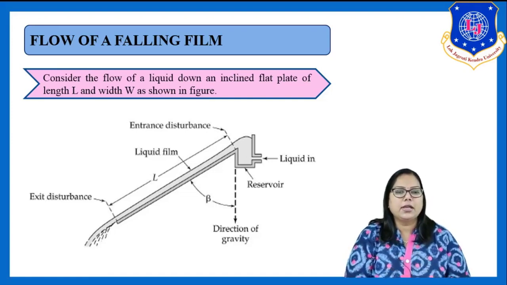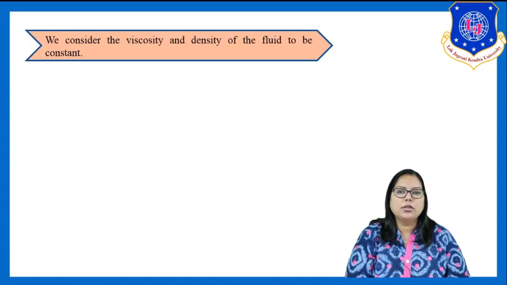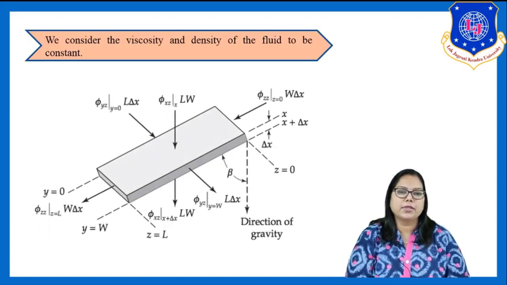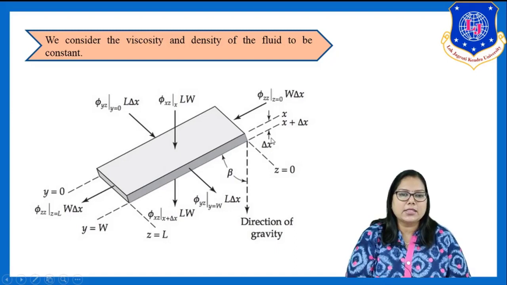From this figure, I can draw this type of figure. For this system, we consider the viscosity and density of the fluid to be constant. This is the plate, and on this plate the fluid is flowing. The plate length is L, the width is W, and the thickness of the film is delta x. You can see here.